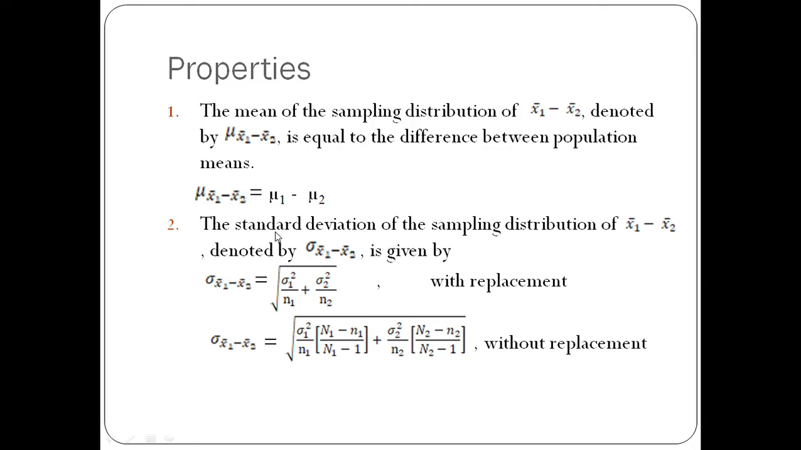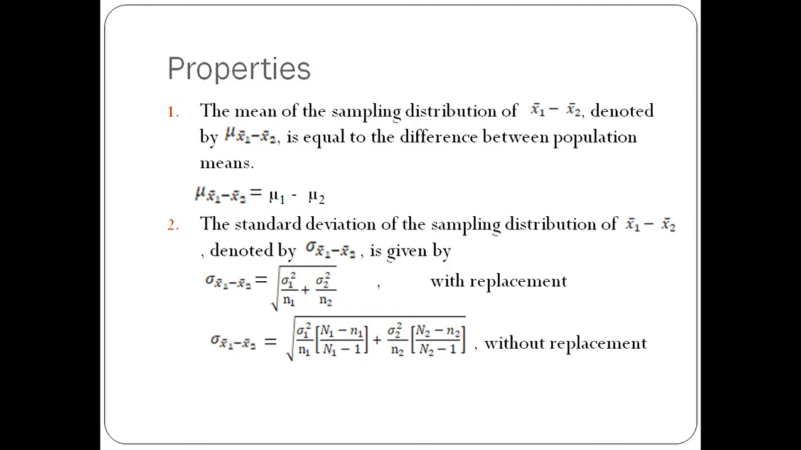The second property is the standard deviation of the sampling distribution of the difference between means, denoted by sigma of x bar 1 minus x bar 2. It is equal to the square root of sigma 1 square divided by n1 plus sigma 2 square divided by n2 when sampling is with replacement, and when the sampling is done without replacement we use a different formula.